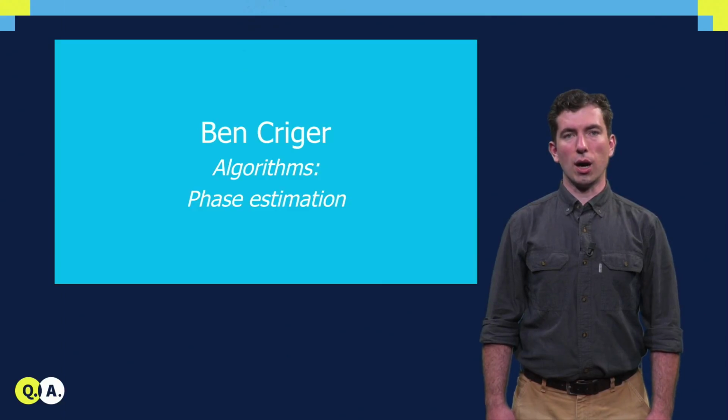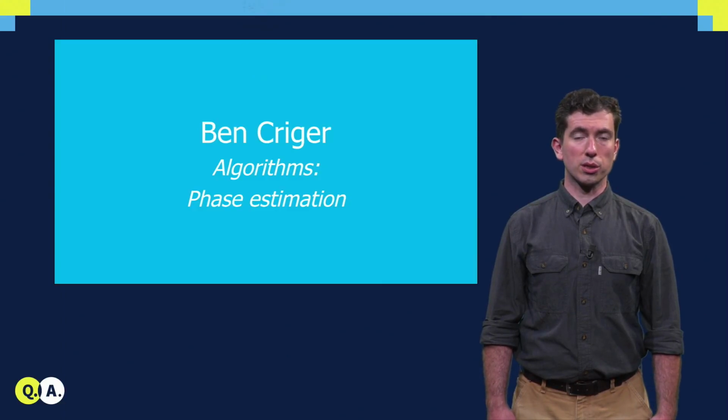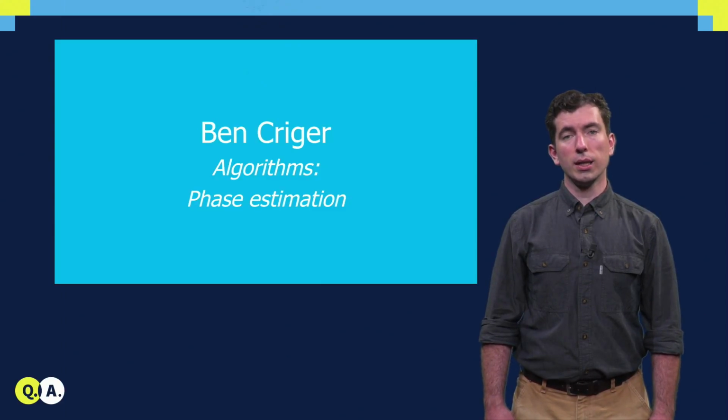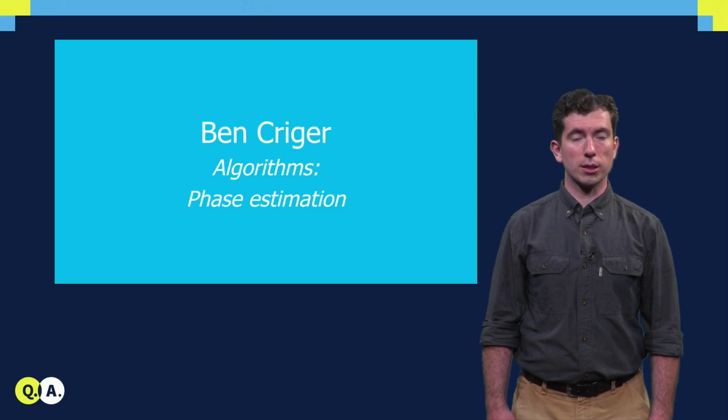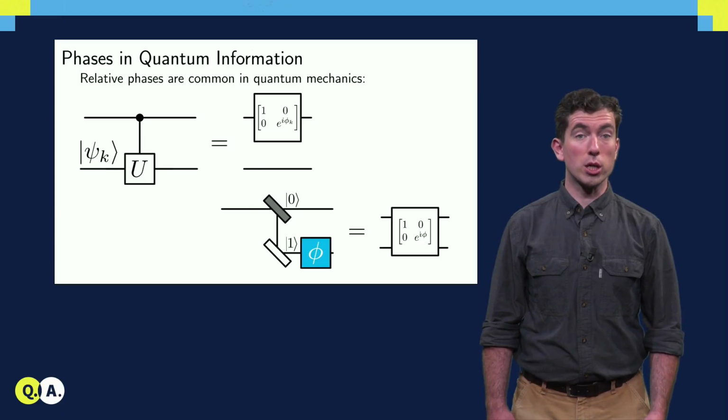We've seen previously how quantum phases can be used to output the results of a quantum algorithm. Now we're going to see a technique for estimating these phases that incorporates another quantum algorithm in order to ensure that we get a precise estimate. Relative phases are important and ubiquitous in quantum information.